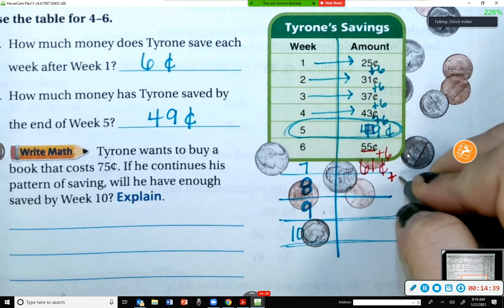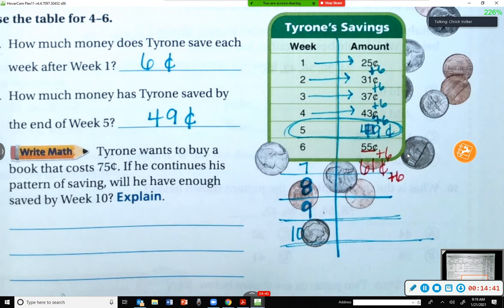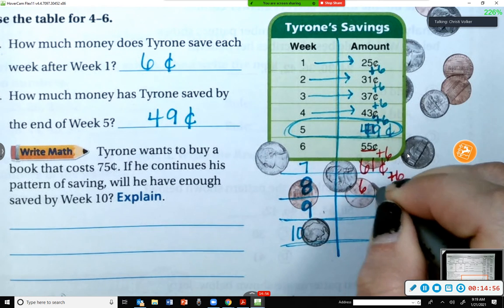No, 61 plus 6, because that's the rule in the pattern. If you're not paying attention, this will be kind of confusing. If you are paying attention, this is going to be super easy. I feel like I'm actually going too slow. Pay attention. 61 plus 6 is 67.